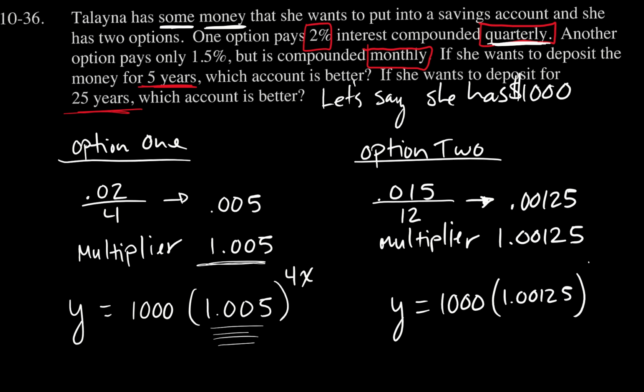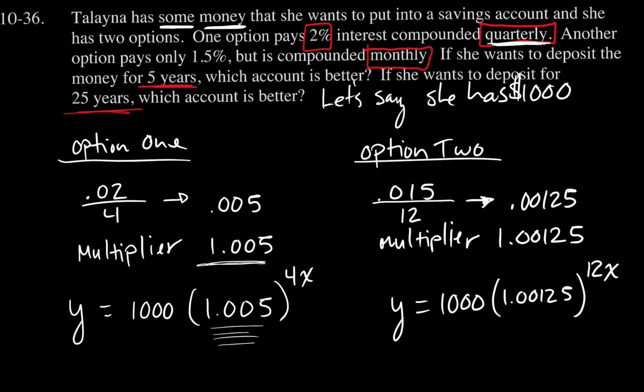I'm going to raise this to the 12x power. So on this second option, when x is the number 1, that means this would have gone through 12 compounding periods. I would have literally multiplied the 1,000 by this number 12 times. Over here, when x is 1, I would multiply the 1,000 times this number 4 times.